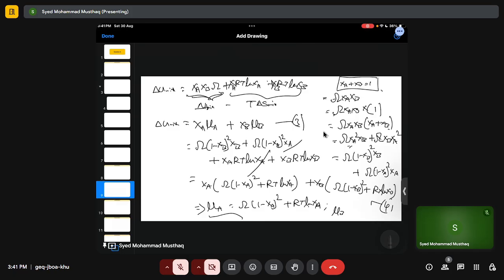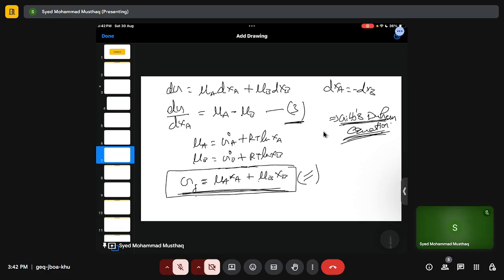Now this is for my chemical potential of A. Okay, this is for the chemical potential of A. Now if I involve the enthalpy term, these are all about chemical potential. I hope everyone is clear now with what we do with chemical potential.